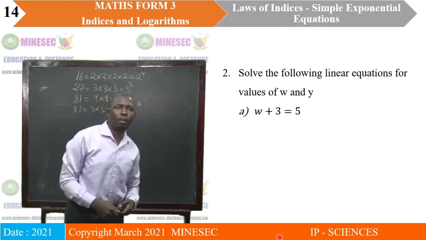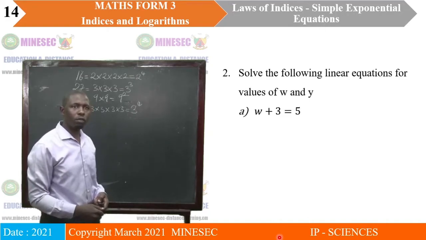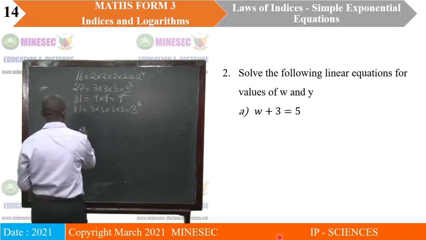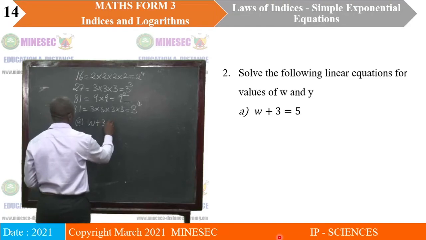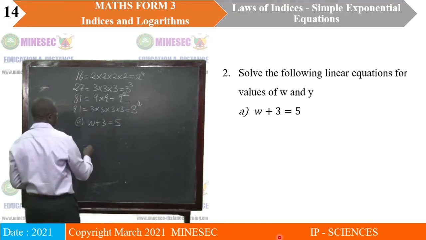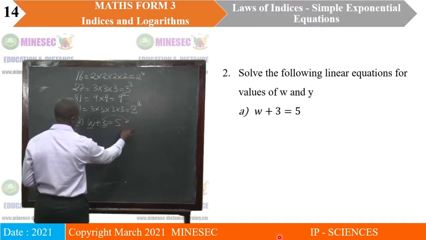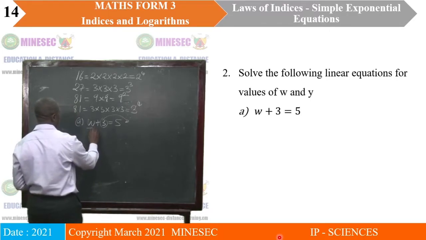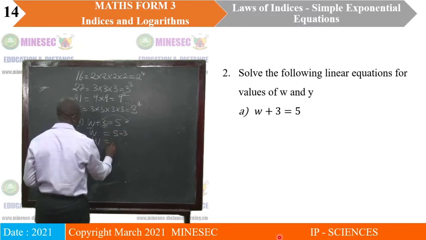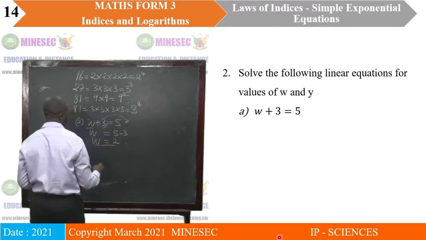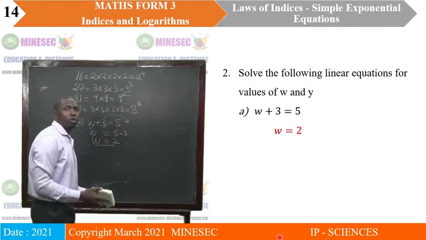Solve the following linear equations for values of y and w. You have question A, which is w plus 3 equals 5. In this case, since we are interested in w, 3 will move over to the other side of the equality sign and become negative. So we'll have w equal to 5 minus 3, and we'll end up with w equals 2 as our result. That is your result: w is equal to 2.